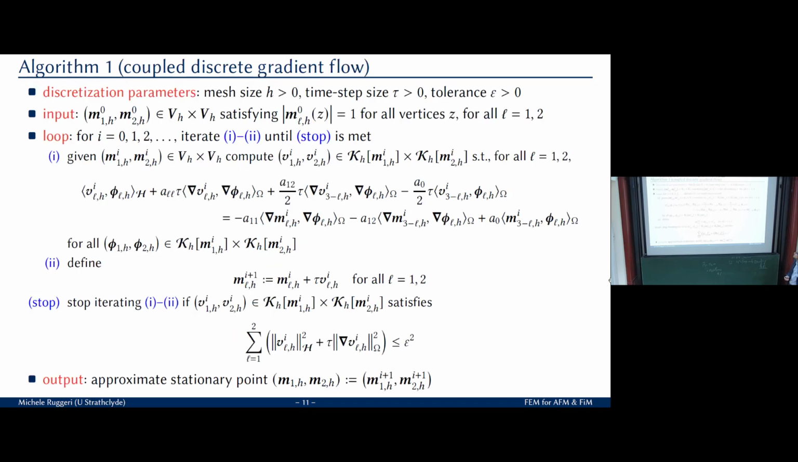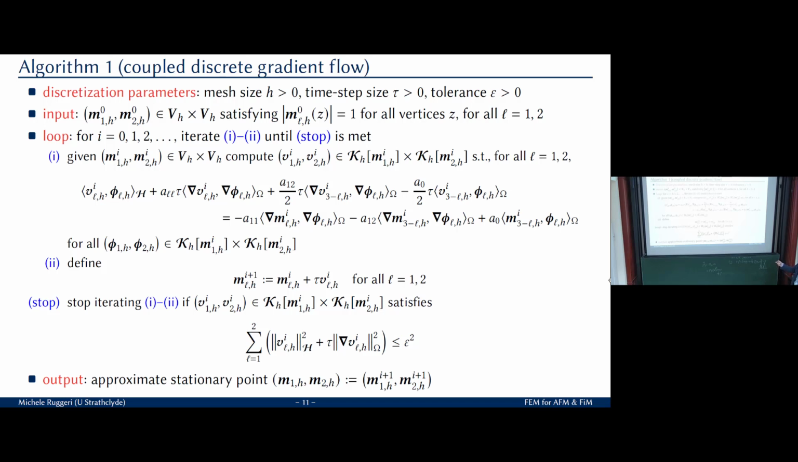The first algorithm, okay, let me go through it. So algorithm 1, I call it coupled discrete flow for one reason that you will understand immediately. So let me go through the lines. The discretization parameters are the mesh size h and the time step size tau, which we have already seen. Here tau is a fictitious time step size because the time has been introduced artificially by us in the gradient flow approach, and then there's some tolerance here. What we do is the following. We start from an initial guess, a first guess for a minimizer, and then in the loop we do the following.